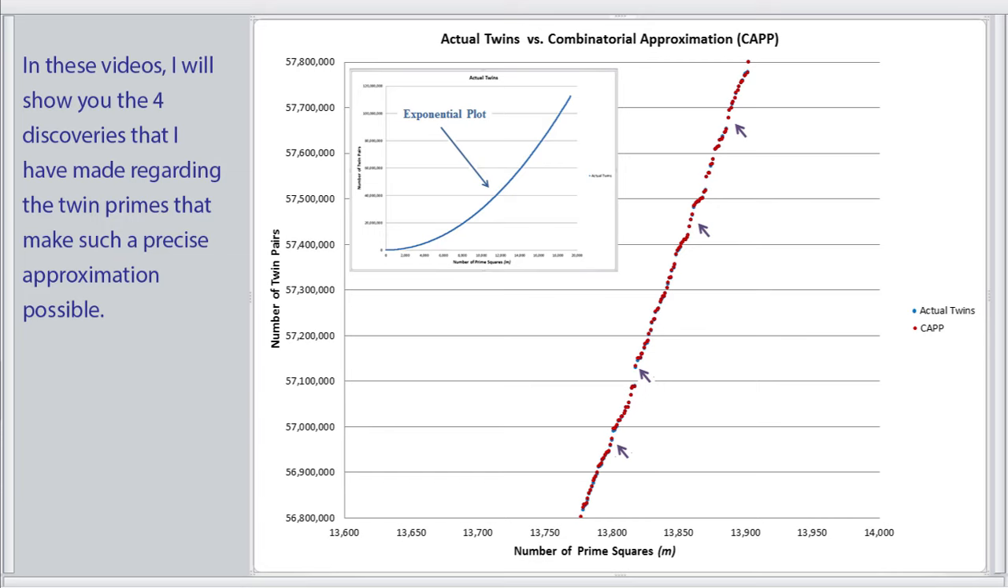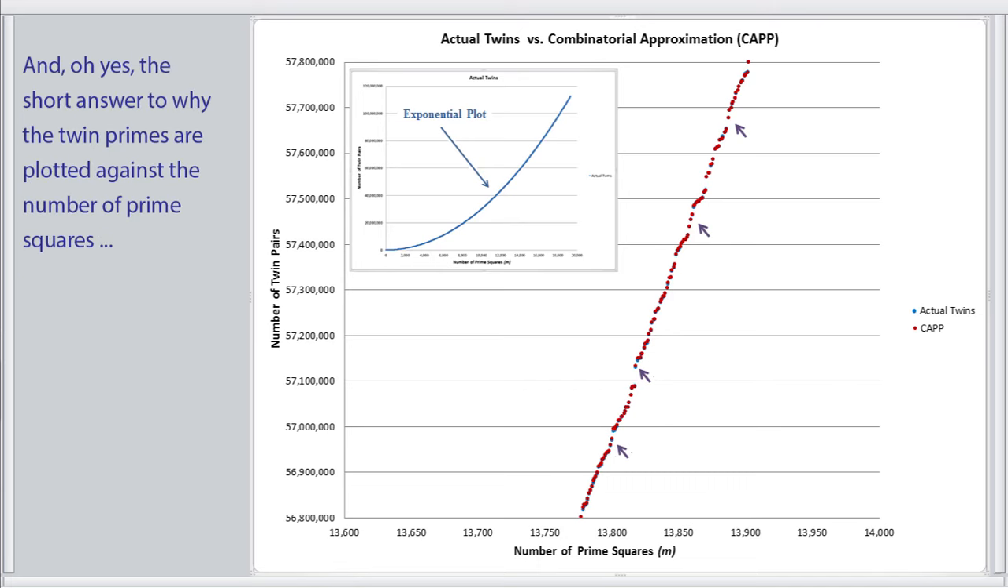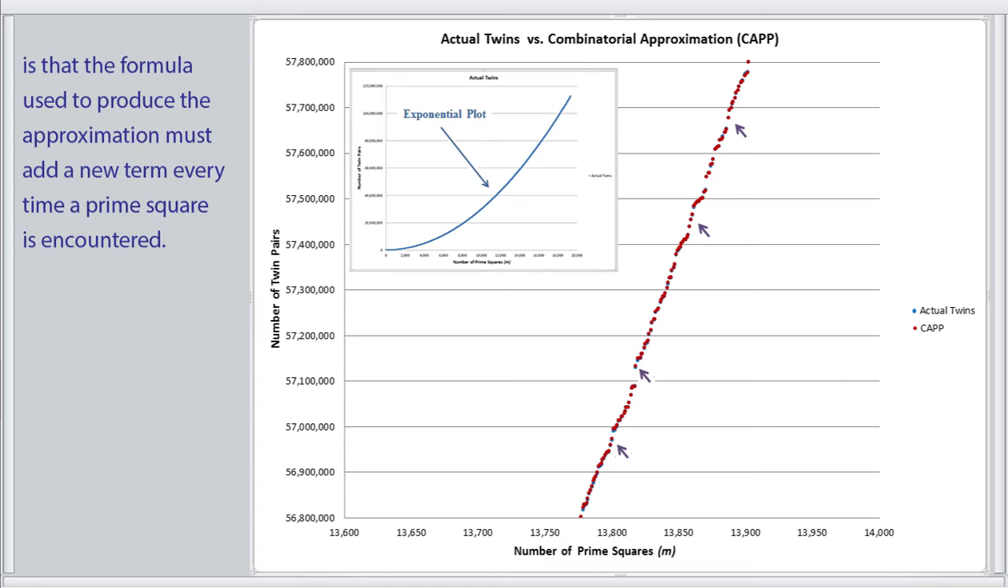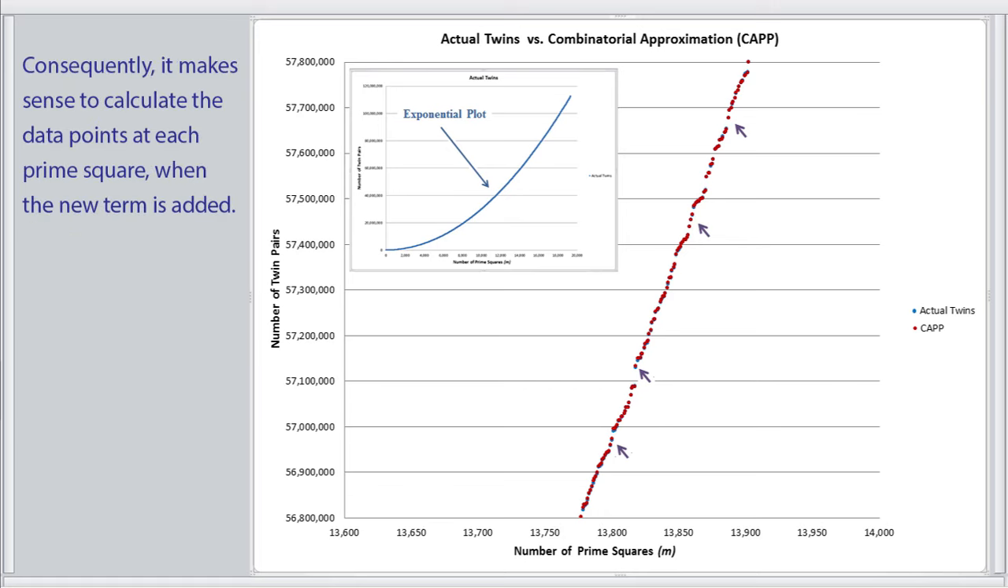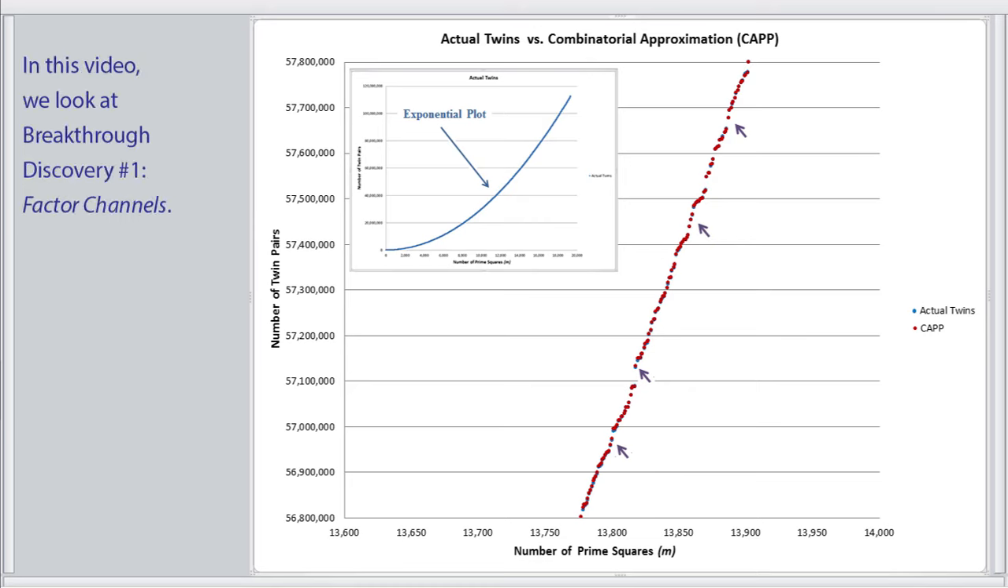In these videos I will show you the 4 discoveries that I have made regarding the twin primes that make such a precise approximation possible. And oh yes, the short answer to why the twin primes are plotted against the number of prime squares is that the formula used to produce the approximation must add a new term every time a prime square is encountered. Consequently, it makes sense to calculate the data points at each prime square when the new term is added. In this video, we look at breakthrough discovery number 1, factor channels.